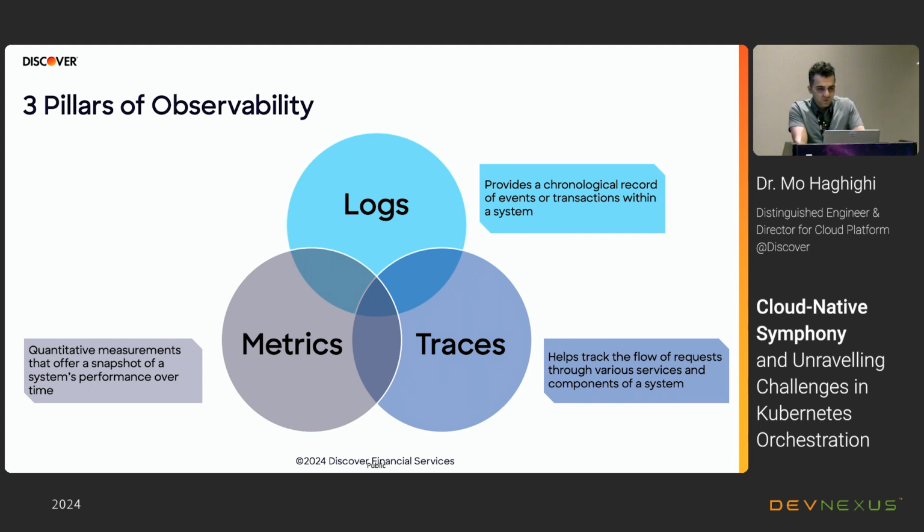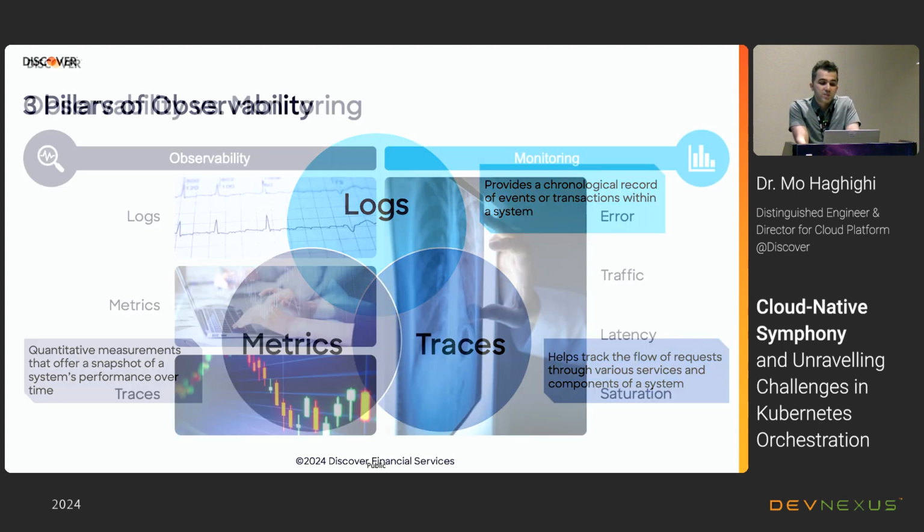We're running out of time. But those are the important pillars of observability. And again, Kubernetes can easily provide you with all the logs, traces, and metrics you need.